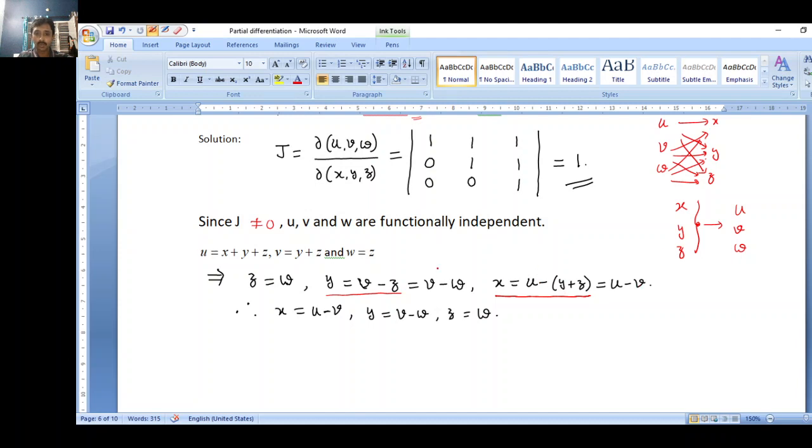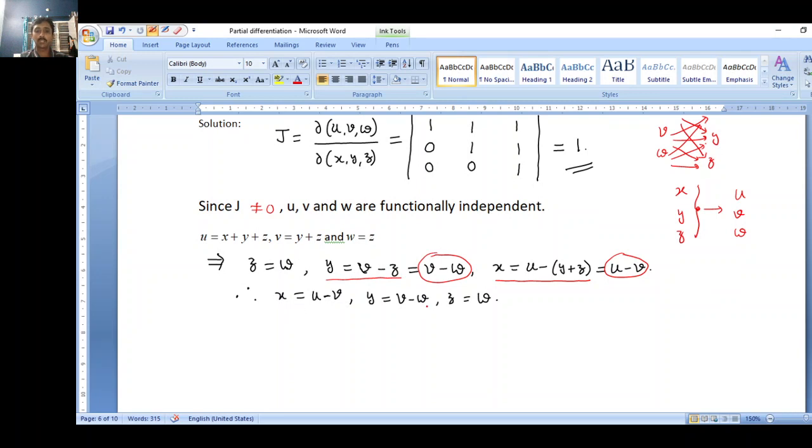So this is not complete. But now this part is okay because y is purely in terms of v and w and not in terms of x and z. Similarly, x is in terms of u and v and not in terms of y and z. Okay, so this is a complete transformation. X equals u minus v, y equals v minus w, and z equals w. Now I think we can proceed further to find j dash.